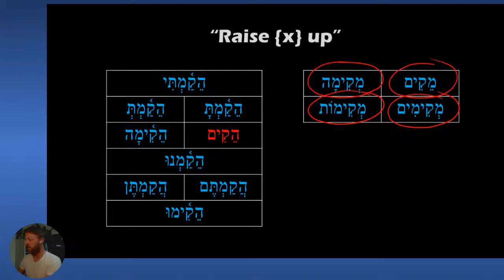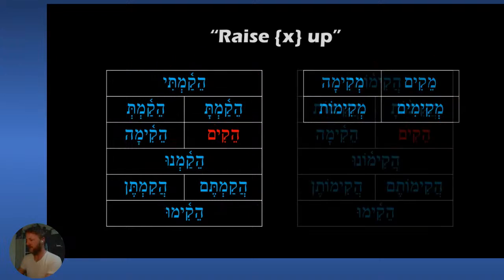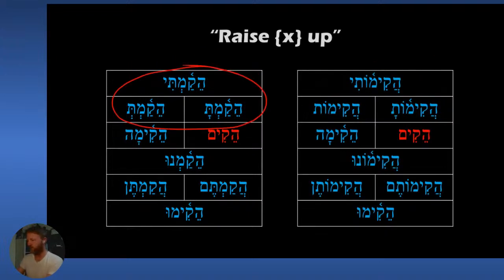But what happens in all the rest of the paradigm? What I've written here is exactly how we say it in modern Hebrew. Hekamti. Hekamti oto, I got him up. I helped him stand. Hekamta, hekamt, hekamnu, hekamtem, hekamten. We won't say that in modern Hebrew.